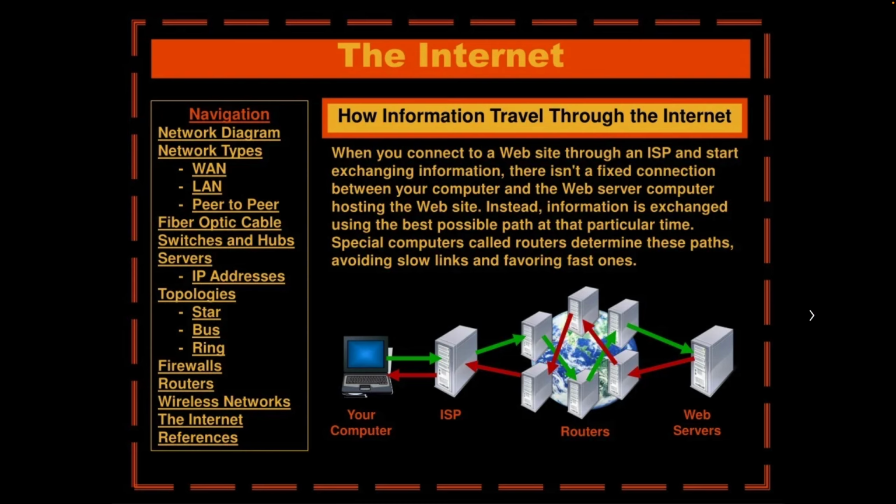So, let's recap what we learned today. Networks connect devices so they can share information. They come in different sizes: WANs for large areas, LANs for buildings, and peer-to-peer for small setups. We use cables, switches, and routers to move data around. Servers store information and provide services. IP addresses help devices find each other, and firewalls keep everything secure. These are the building blocks that make our connected world work.